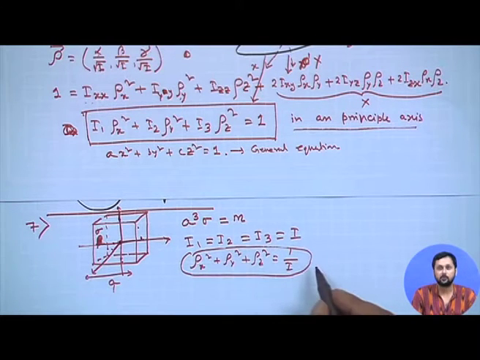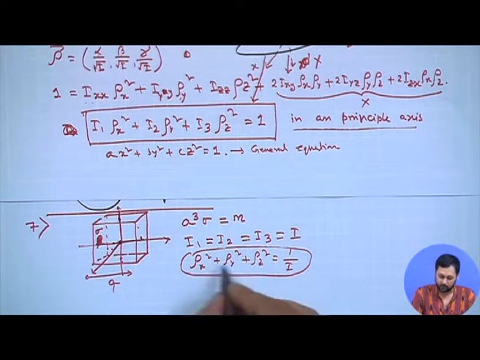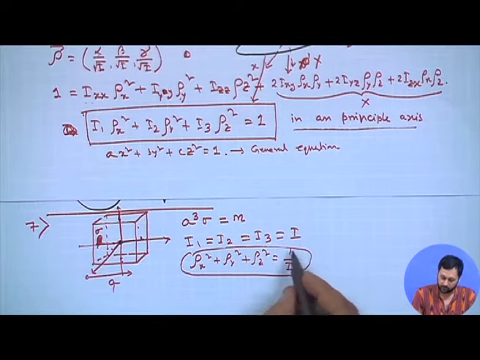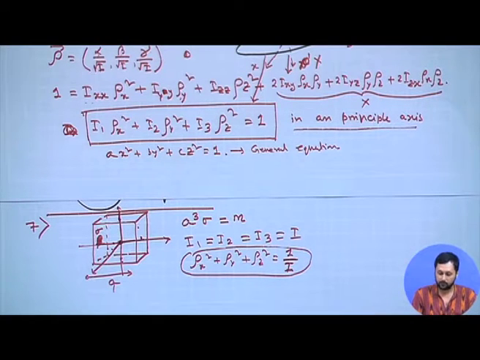So the first part of the problem we have already proved, that the ellipsoid of inertia of this uniform cube, when we set the origin at the center of the cube, is a sphere. That is proved. Now the second part is we have to calculate the radius of the sphere.